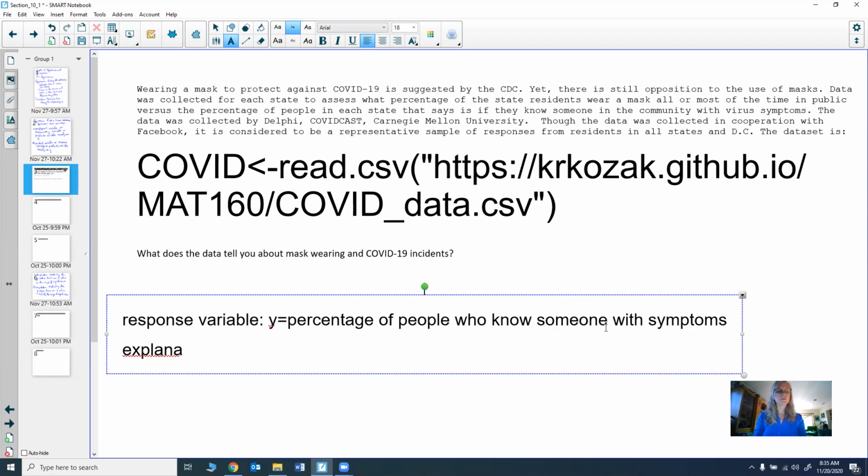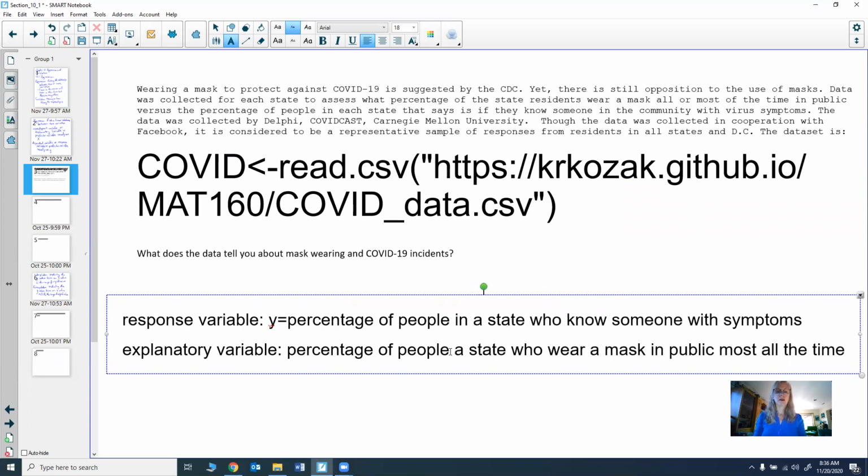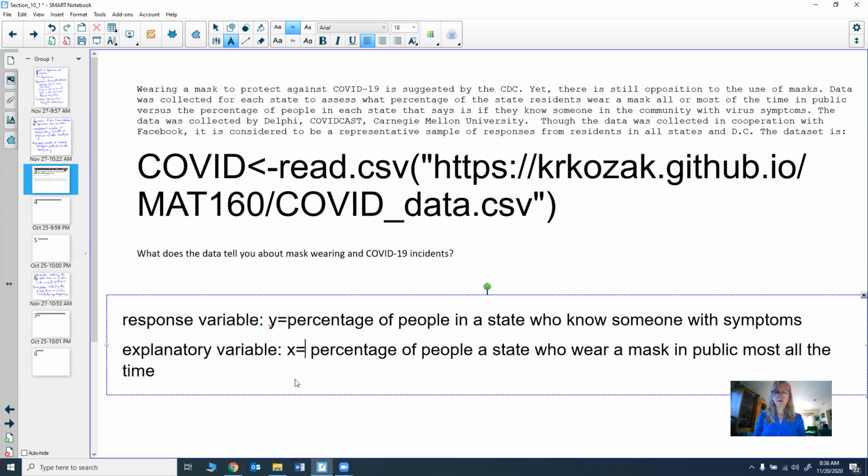Our explanatory variable appears to be the percentage of people who wear a mask in public most or all the time. And by the way, these are both in states. So this is the percent of people in a state, and this is the percent of people in a state. Again, that one's my explanatory variable. I'm going to go ahead and use the letter X for that. It just makes life a little bit easier than having to write the whole words out every single time.